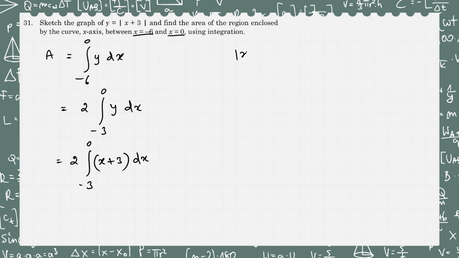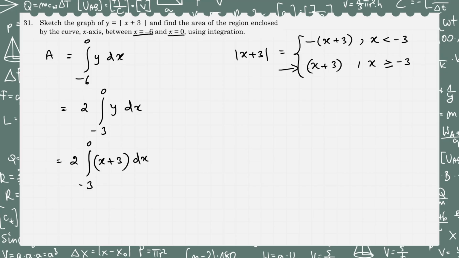Because modulus of x plus 3 has two different values, as you know. It will be minus of x plus 3 when x is below minus 3. It will be just x plus 3 when x is greater than or equal to minus 3. Since we are in the second region, x greater than or equal to minus 3, our modulus value will take only x plus 3 as the value. So, we are putting it like this.